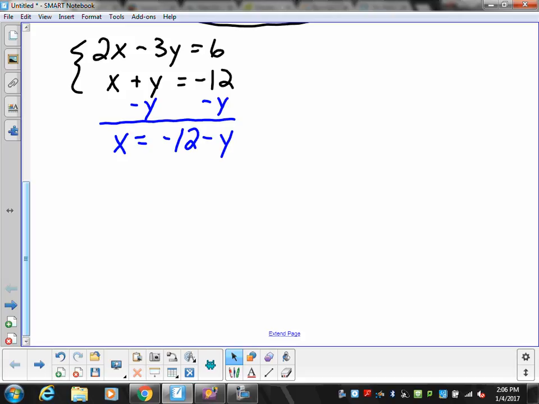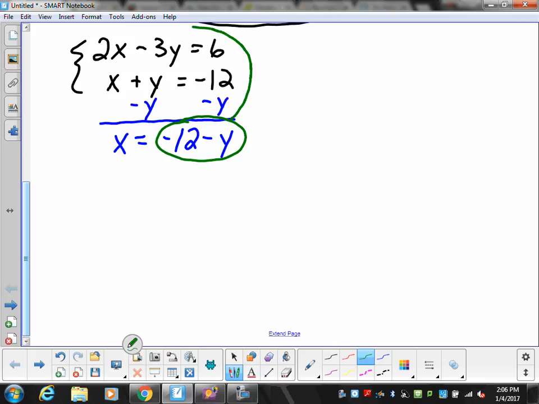So you're going to put that in the place of the x in that first equation. Once I know what x is equal to, now I can take that value, negative 12 minus y, and plug it in for x in that first equation. So that's 2 times negative 12 minus y, minus 3y equals 6.